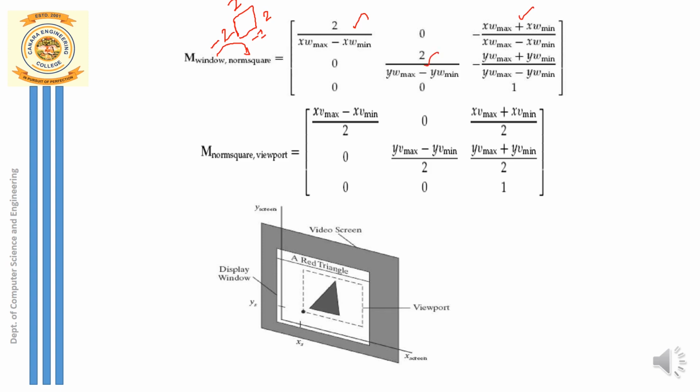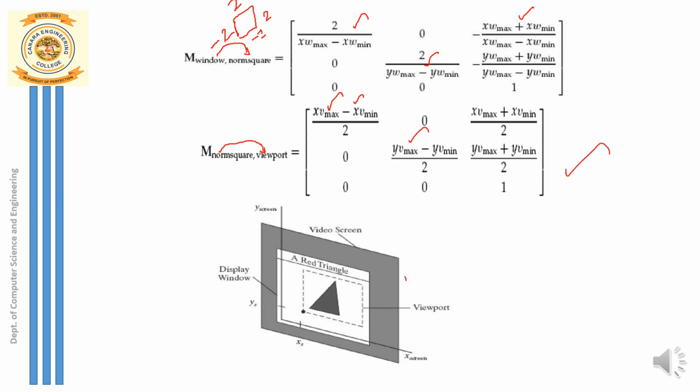That's the first step. And now what is the last step? Mapping from the normalized square to the viewport. So what is that done? You can just take the reciprocal, you can see it is now with respect to the viewport: xv max minus xv min divided by 2, and here yv max minus yv min divided by 2. So this is the matrix done for the next step.